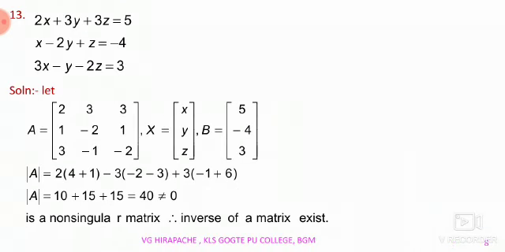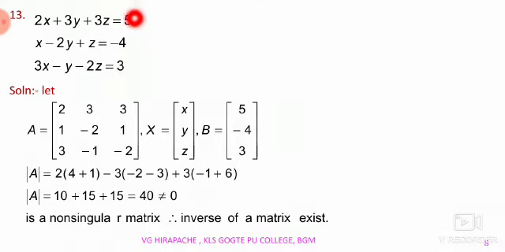Let me solve one more question. This is exercise 4.6, question number 13. Solve the system of linear equations: 2x plus 3y plus 3z is equal to 5. The second linear equation is x minus 2y plus z is equal to minus 4. Another equation is 3x minus y minus 2z is equal to 3. Solve the system of linear equations.